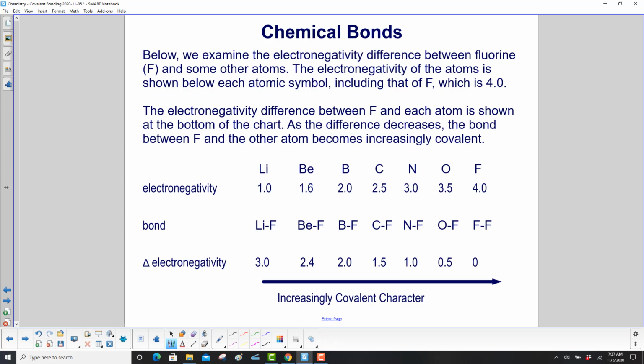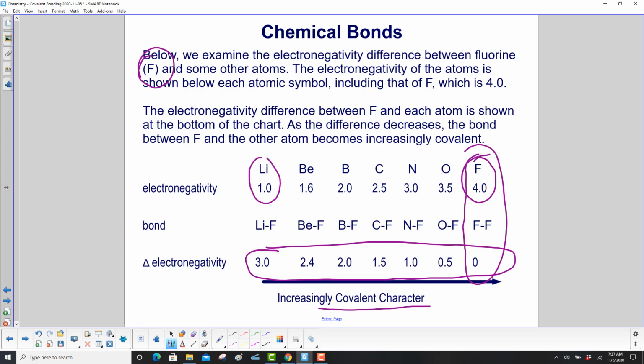Below, we examine the electronegativity difference between fluorine, which is represented by F, and some other atoms. Here's fluorine over here. The electronegativity of the atoms is shown below each atomic symbol, including that of fluorine, which is 4.0, right over there. So lithium here would be 1.0. The electronegativity difference between fluorine and each atom is shown at the bottom of the chart. As the difference decreases, and it's going this way, you can see it's going from 3 to 2.4 to 2, etc. As that decreases, the bond between F, fluorine, and the other atom becomes increasingly covalent.